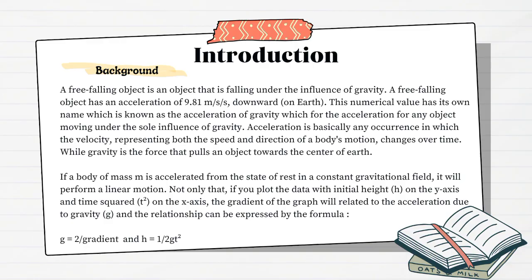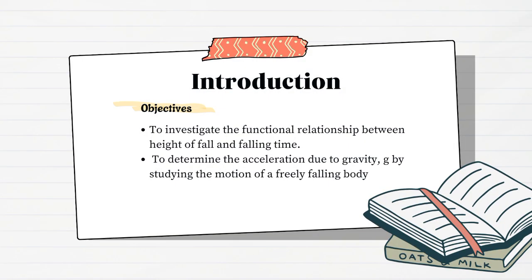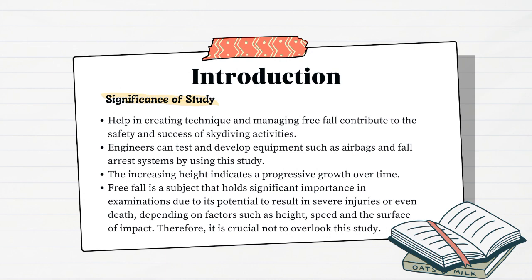The objectives for this report are to investigate the functional relationship between height of fall and falling time, and the second one is to determine the acceleration due to gravity by studying the motion of a freely falling body.